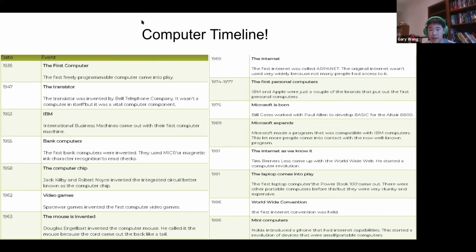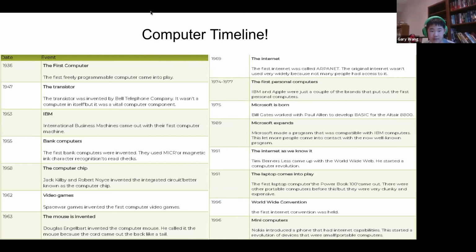In 1955, bankers got their own type of computers. They got the bank computers. This was the first ever type of banking computer that came out, like those computers the bankers use. They used MICR, or magnetic ink character recognition, to read the checks. What this means is, let's say you give a banker a check. They use these computers to read the data on the check and how much money you need.